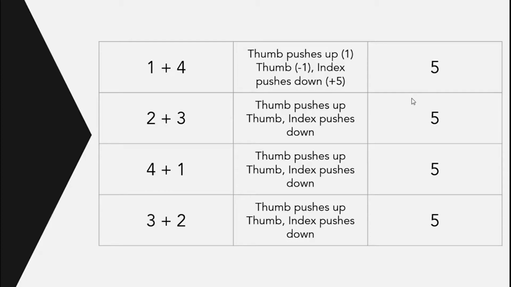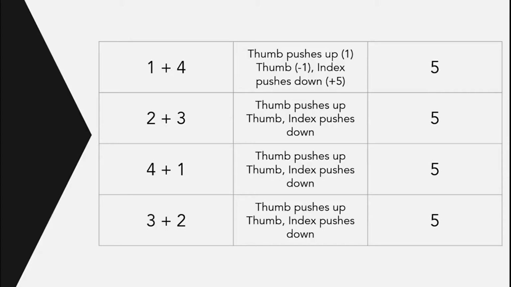Next, 4 plus 1 is simply 4 plus 5 and then minus 4. Plus 5 minus 4 is basically plus 1. Lastly, 3 plus 2 is actually just 3 plus 5 minus 3. 3 plus 5 minus 3 gives us a value of 5.